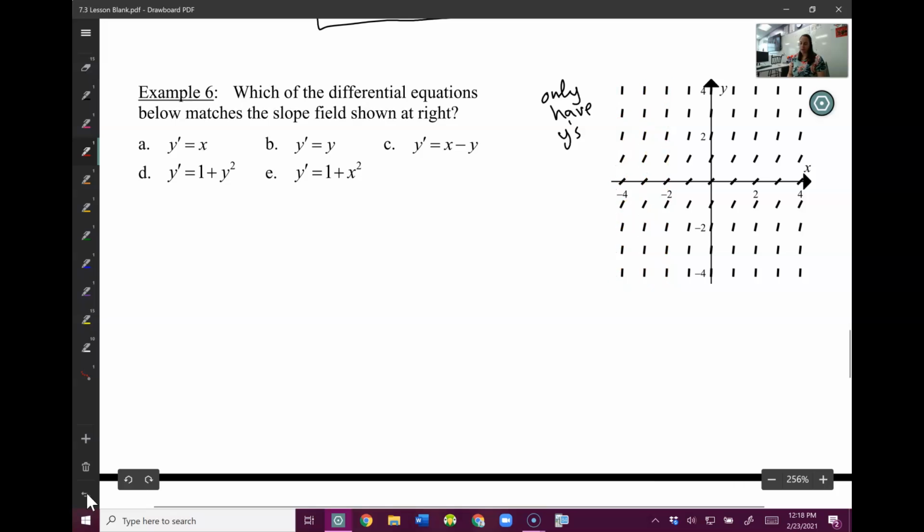So that's a little shortcut for you, because if we do that, then we can quickly say, not that one, not that one, not that one. It's got to be B or D.